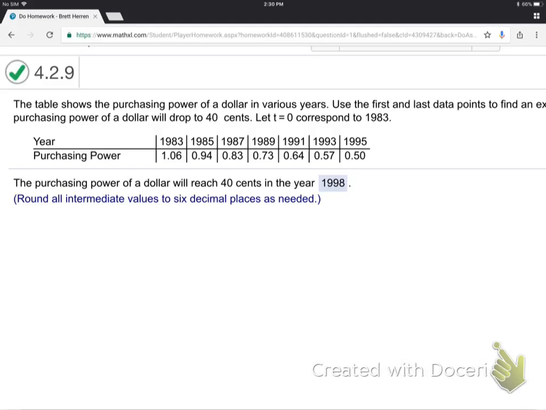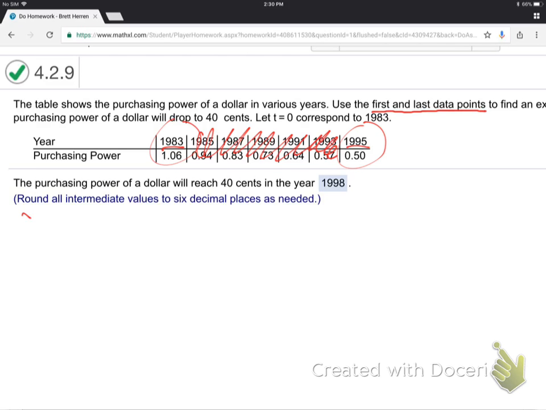This is where you're going to really probably need to spend some time. All right, so notice right here, first and last data points. That means who cares about all this stuff in the middle? First and last. That's all I care about. First year, 1983. Last year, 1995. In the table. That's all I care about. Okay, and what do I do? They want me to do an exponential function. So just like the last one.